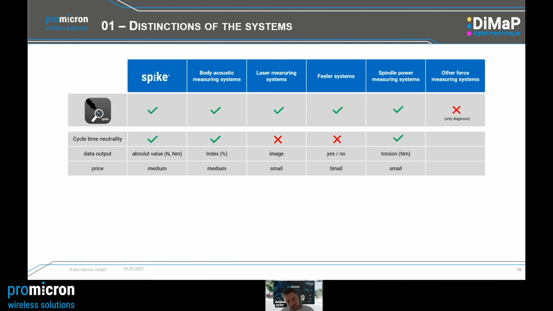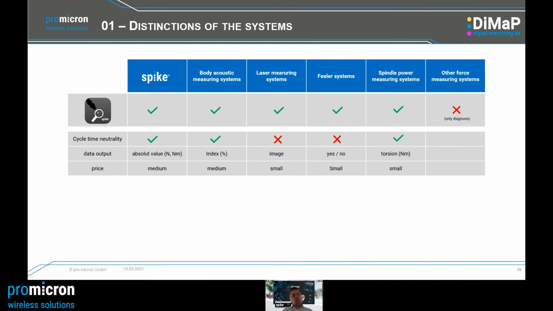There are some force measuring systems, they are mainly used for diagnosis, so I don't take them into evaluation for monitoring. But basically for this simple purpose, did the tool break or not, all systems can provide you the benefit. But by the financial or economical criteria, we need to differentiate.